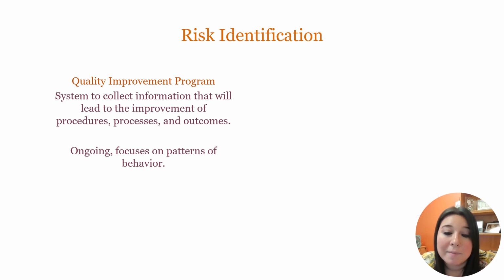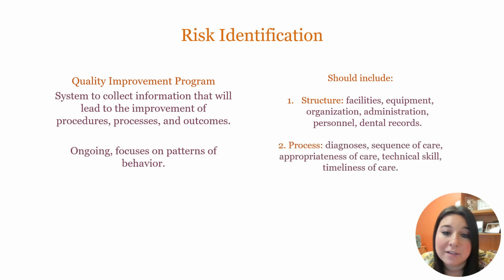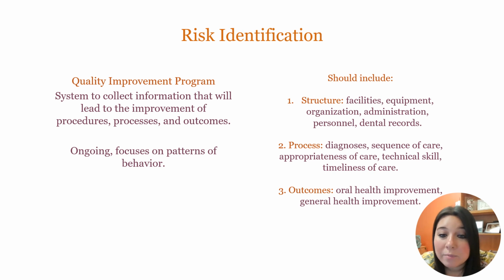So it's really important to keep up with this and work on it over time, anytime some type of issue or adverse outcome occurs. It should include, one, all the structures, so facilities, equipment, organization, admin, personnel, and dental records of the office. Number 2 is to examine the processes, so anytime the doctor diagnoses something, the sequence of care, appropriateness of care, their technical skill, and how timely the care was. And then 3rd, outcomes, so was there oral health improvement and or general health improvement as well.